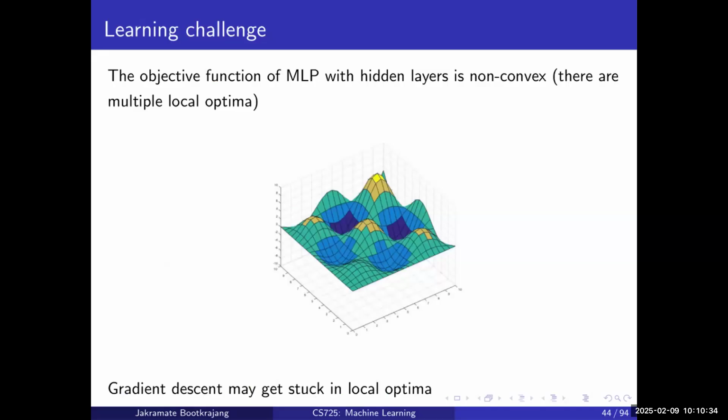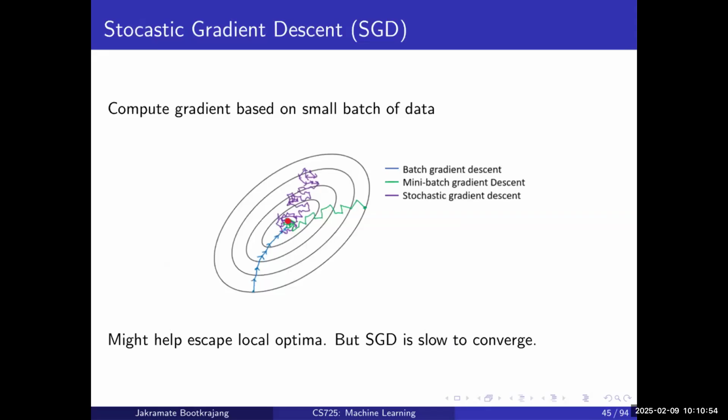So the learning challenge becomes that the objective function with the hidden layer is non-convex, right? And you will encounter multiple local optima. So to prevent the local optima, what you can do is use stochastic gradient descent. What stochastic gradient descent does is it will process the data by exploring the neighborhood, right? Before reaching the actual solution.